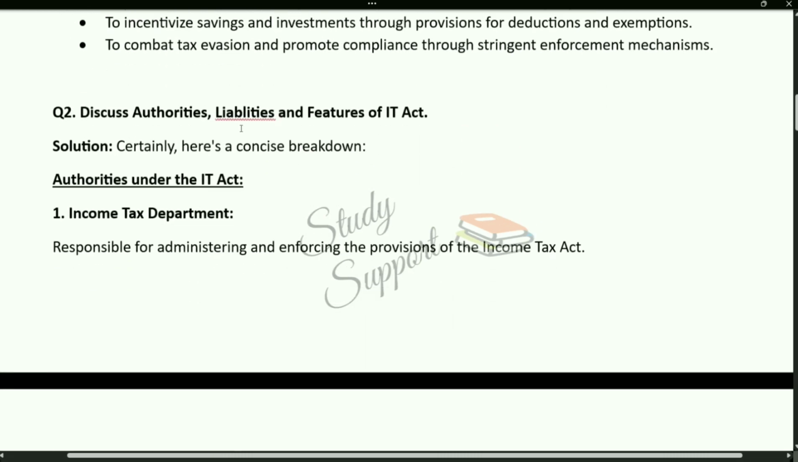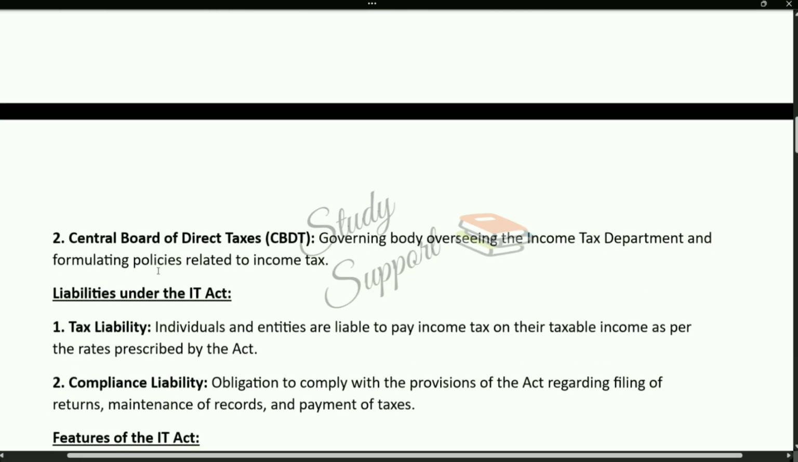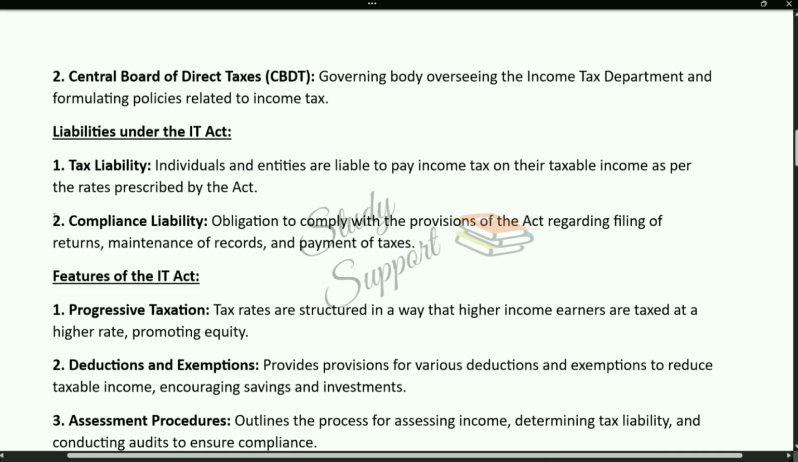Question 2. Discuss authorities, liabilities, and features of the IT Act. Solution: Certainly, here's a concise breakdown. Authorities under the IT Act. 1. Income Tax Department. Responsible for administering and enforcing the provisions of the Income Tax Act. 2. Central Board of Direct Taxes, CBDT, governing body overseeing the Income Tax Department and formulating policies related to income tax.